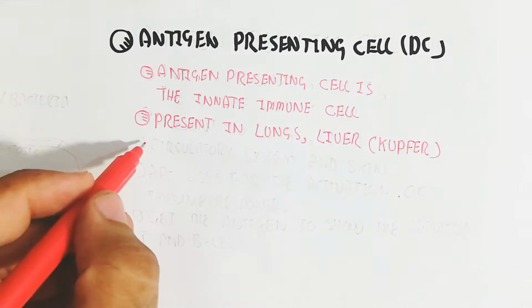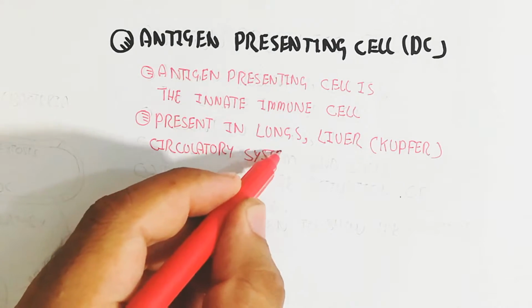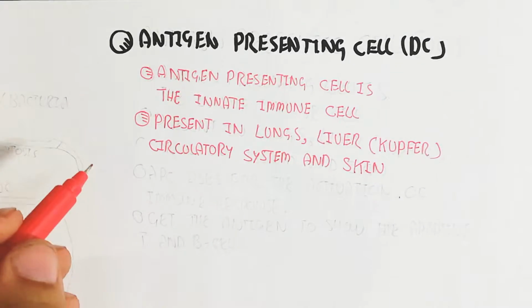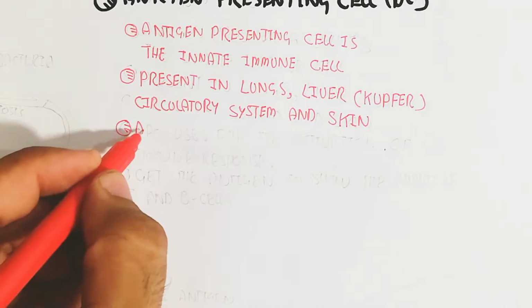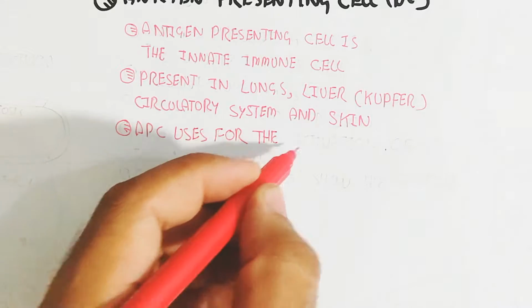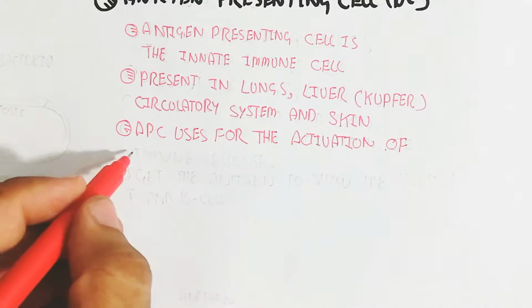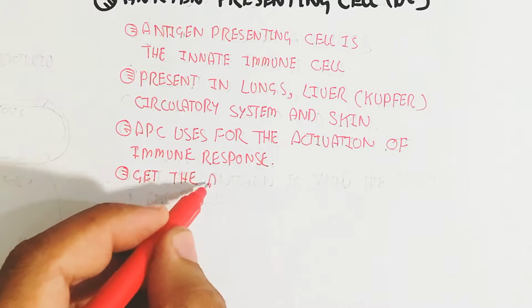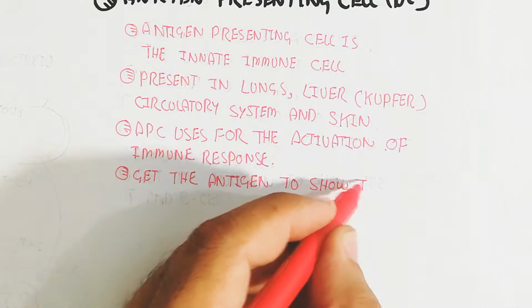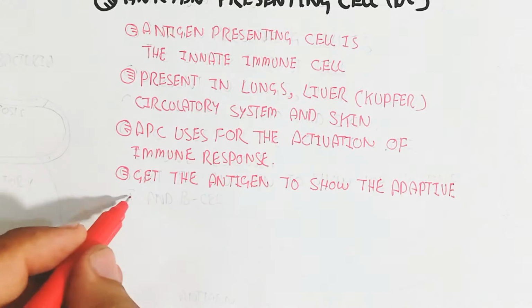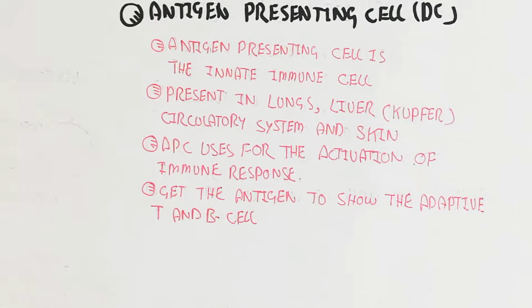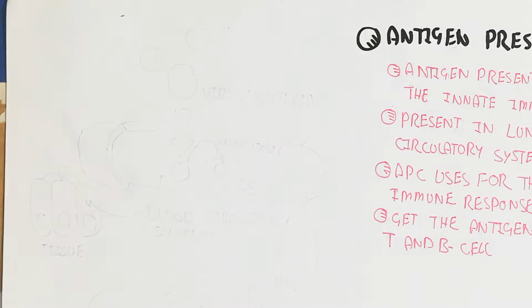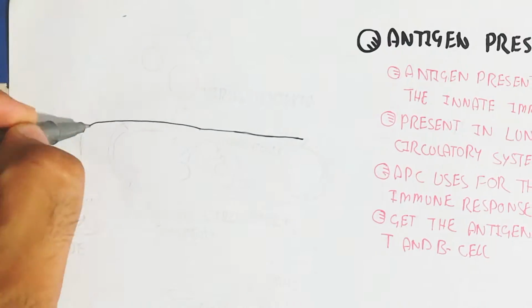Antigen presenting cells are used for the activation of the immune response, and the immune response can be innate or adaptive, because the macrophage and neutrophil are also stimulated through antigen presenting cells, which show the antigen to the adaptive T and B cells for activation to produce antibody, and this antibody will opsonize the pathogen antigen. So let's begin to understand the whole story.